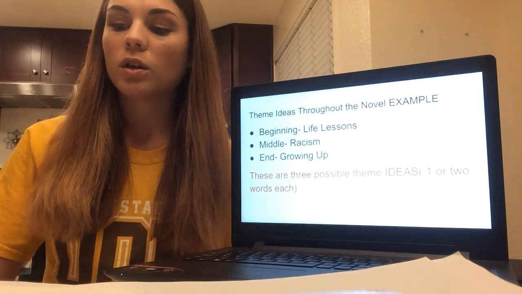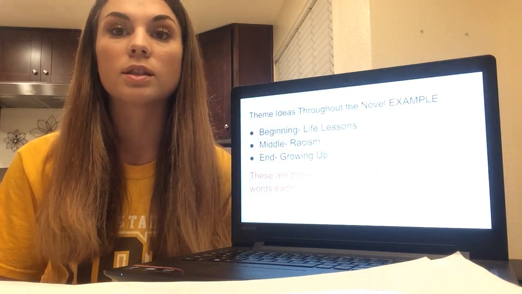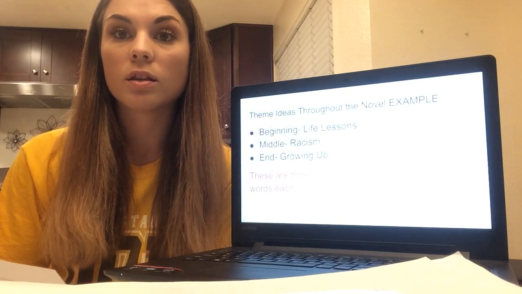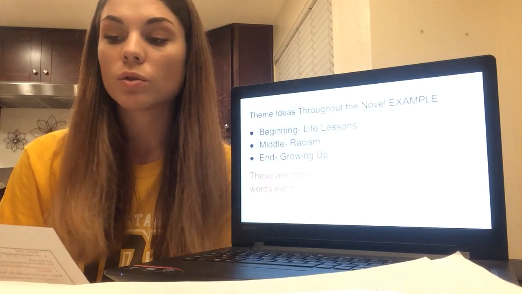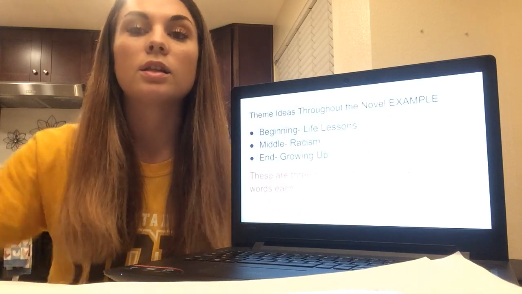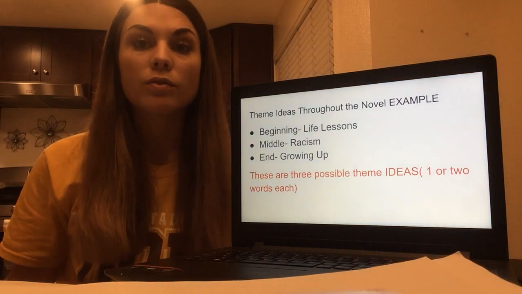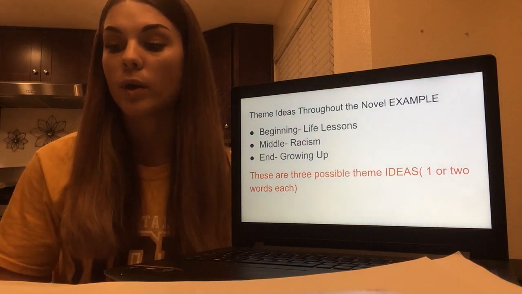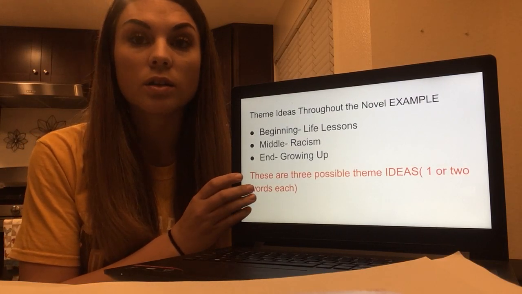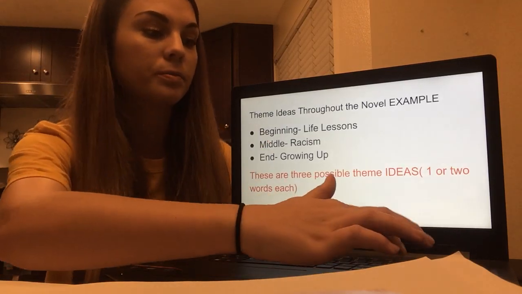Okay. So, throughout the novel, there are a lot of different theme ideas that we see from beginning, middle, till the end. So, my beginning theme idea is life lesson. Towards the middle, I noticed a lot of racism, and the end, I see a lot of characters growing up and learning a lot of information in society by growing up. So remember, these are theme ideas, not themes or theme statements. So we're using these ideas to construct themes.